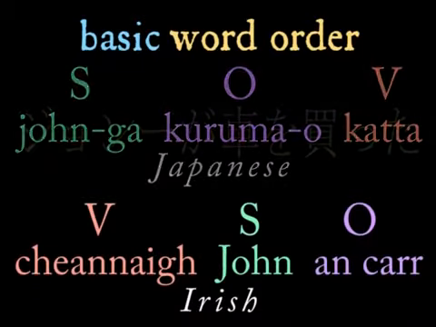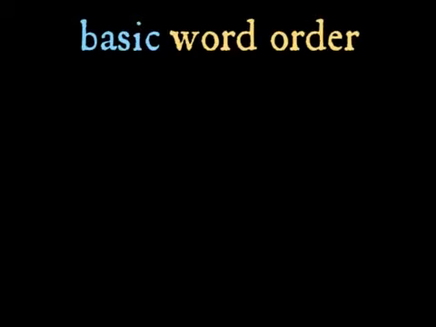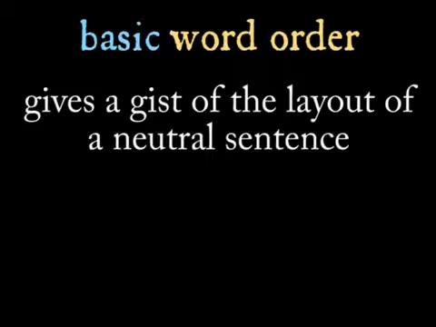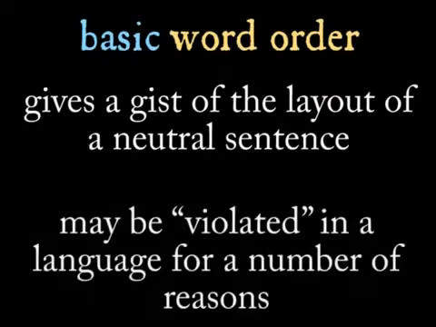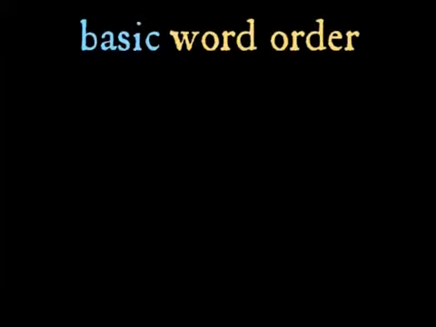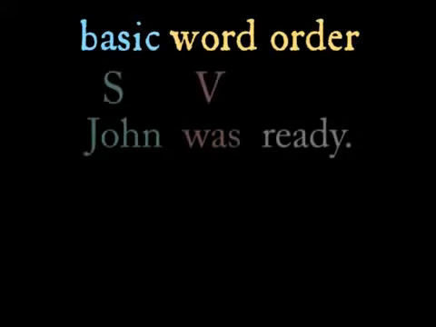Basic word order doesn't tell us everything about the structure of a sentence. It just gives us some gist of how sentences in a language may be arranged. Also, many languages don't strictly stick to their basic word order, hence the word basic. A great example is English. English has the basic word order subject, verb, object.